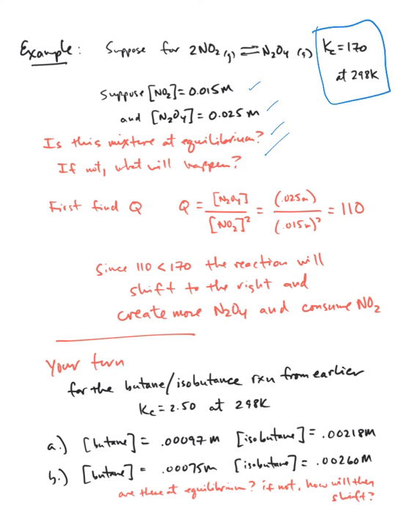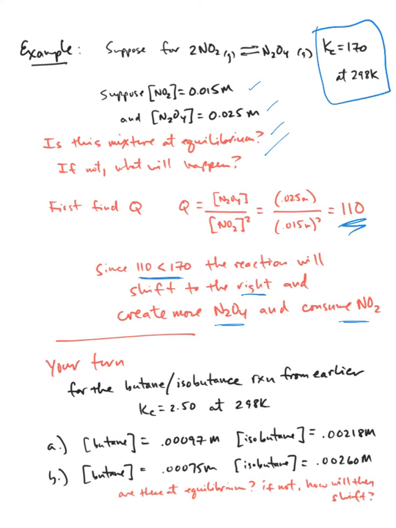Well, first find the reaction quotient. So I need to find the product number, 0.025 raised to the first, divided by the reactant, 0.015 raised to the second power. Put that in your calculator, you get 110. Now, similar to the last one, since 110 is less than 170, the reaction will shift to the right and create more N2O4 and consume NO2.